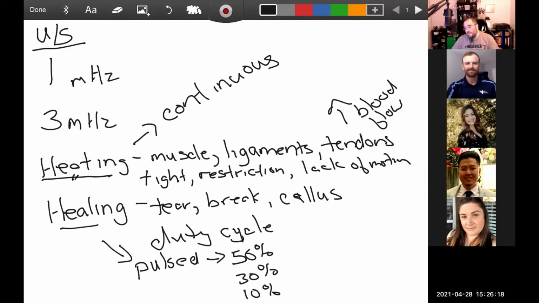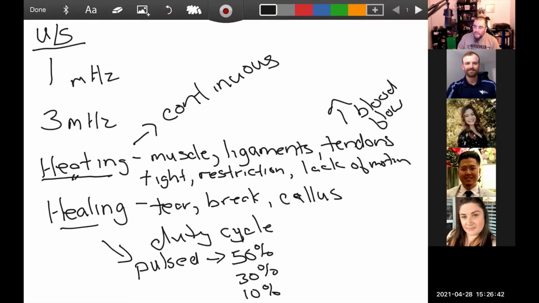This is where I get into this. Oh, Mr. McKeever, what do I pick there? Right? Well, then I start looking at my patient. So let's say it says patient has an LCL tear and we're doing ultrasound to that LCL tear. Well, I'm going, okay, that's a healing. I need to do pulsed. Then I need to look at my patient.